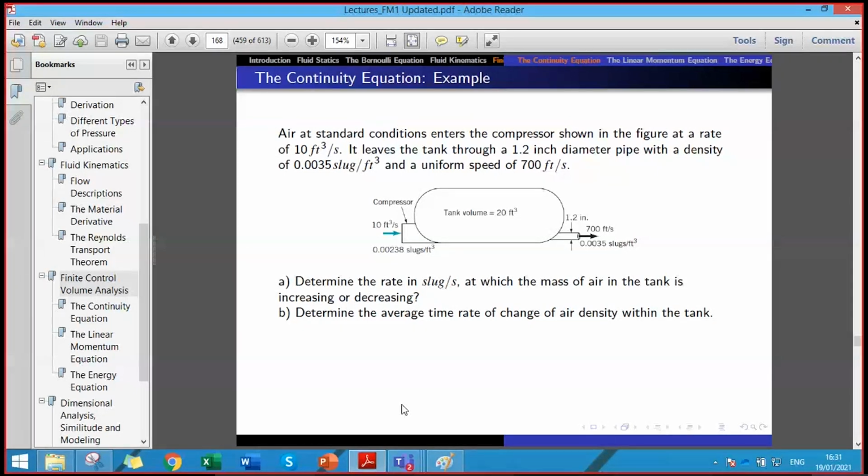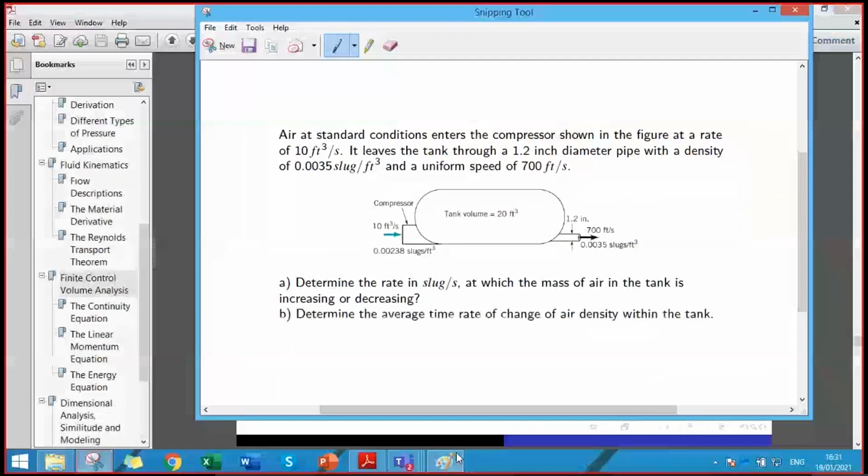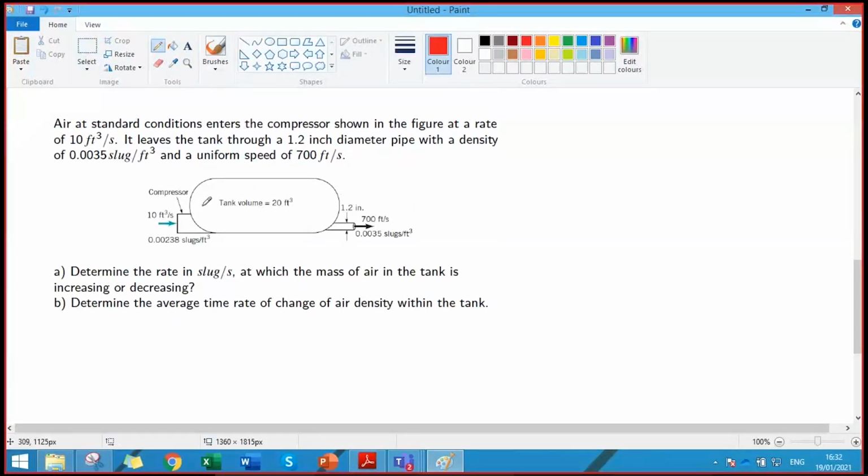Just quickly discuss this and solve this. What's happening? The air compressor is taking in air at 10 feet cube per second. And the density of the inlet air is 0.00238 slugs per feet cube. The volume of this tank is 20 feet cube per second. And the outlet is 1.2 inches in diameter. And the velocity of the air coming out from it is 700 feet per second. And the density is 0.0035 slugs per feet cube. The density is increased.